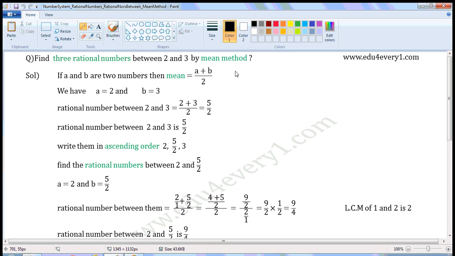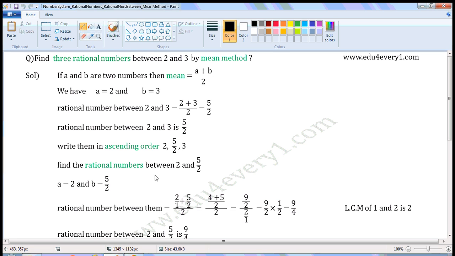First, let us find one rational number between 2 and 3. So a is equal to 2 and b is equal to 3. The rational number between them is equal to (2 plus 3) by 2. 2 plus 3 is 5 by 2. 5 by 2 is the rational number between 2 and 3. So write them in ascending order: 2, 5 by 2, 3.